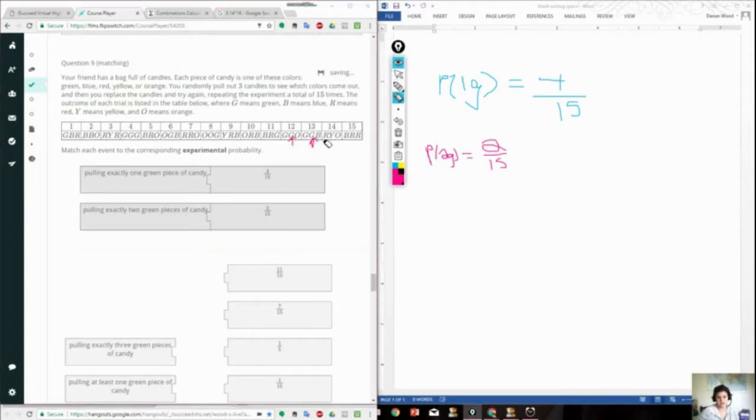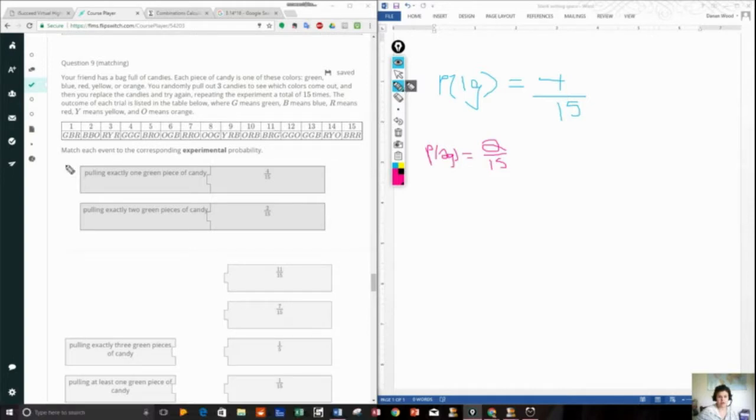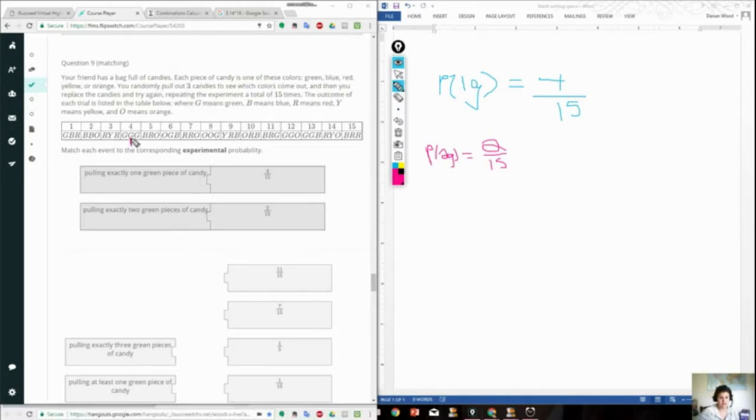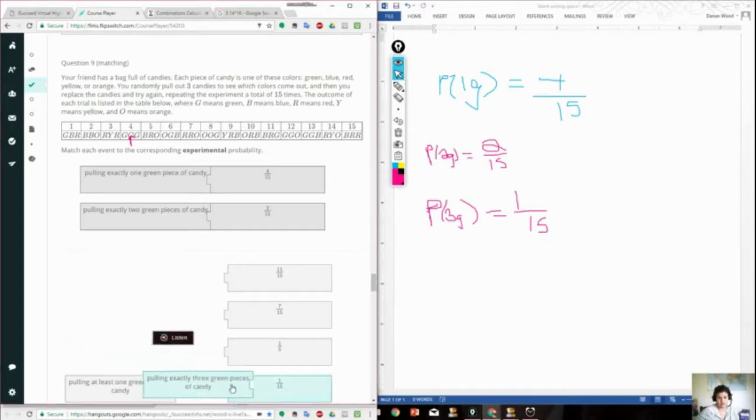Okay, the next question is pulling exactly 3 green pieces of candy. So I'm going to go through and count how many times having all green happened, and I see it once and no other times. So the probability of 3 green is going to equal 1 time out of the 15. So it's happening 1/15.